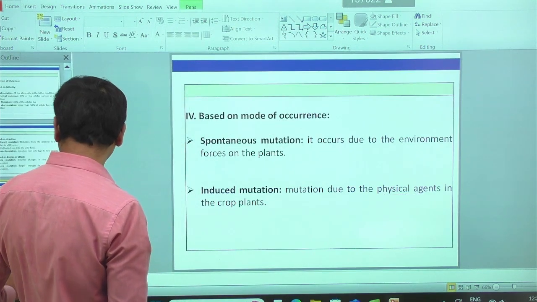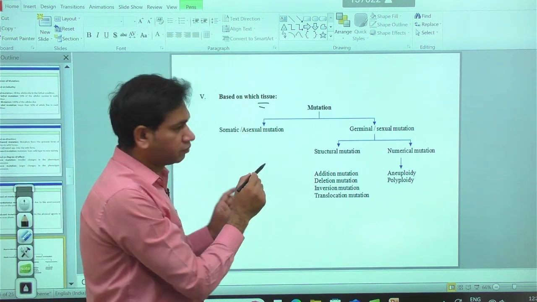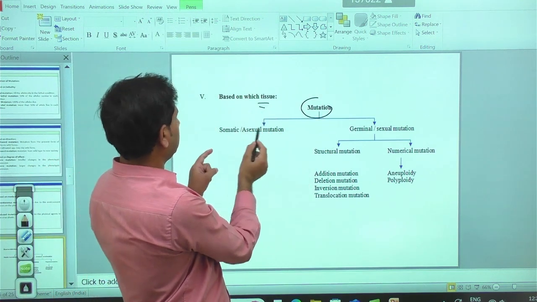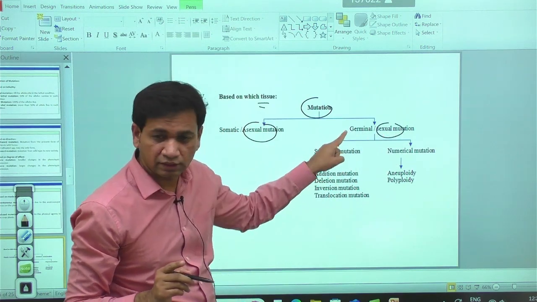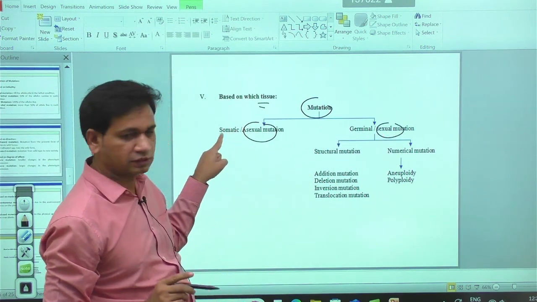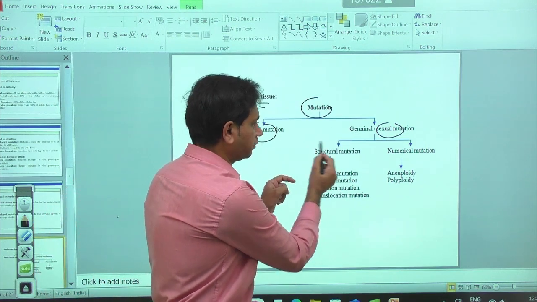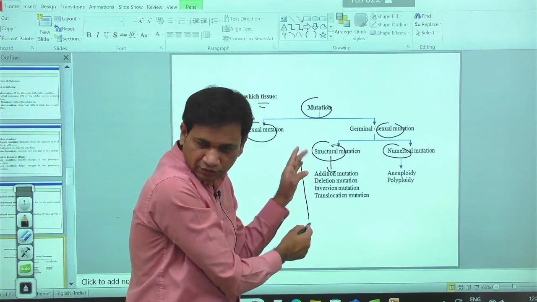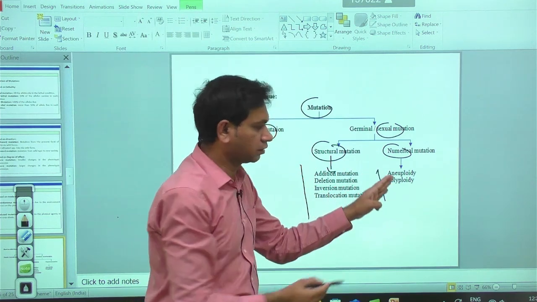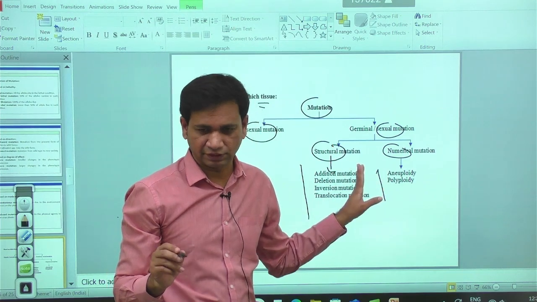So the fifth one is based on which tissue. Within the mutation we have asexual mutation and sexual mutation. Sexual is also called germinal mutation. Asexual is also called somatic. Within the sexual mutation again we have structural mutation and numerical. Addition and deletion are the structural part. Numerical means polyploidy and aneuploidy conditions. That is the fifth classification.